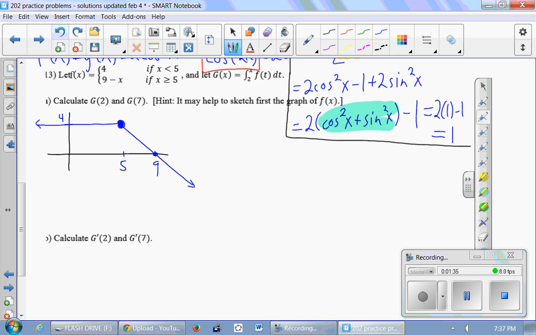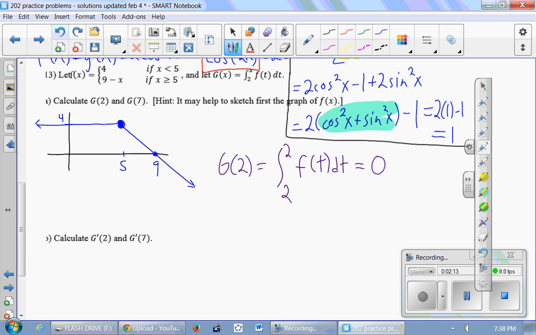Okay, so now we're supposed to find g of 2 and g of 7, and somehow that graph is supposed to help us. Okay, let's start with g of 2. According to the definition, g is equal to an integral from 2 up to x. X in this case is 2. So this is the integral from 2 up to 2 of f of t dt. Okay, so for this part of the problem, I could care less about the graph of f because the integral from a number to itself is always 0. That part's easy. Maybe the other part will be harder.